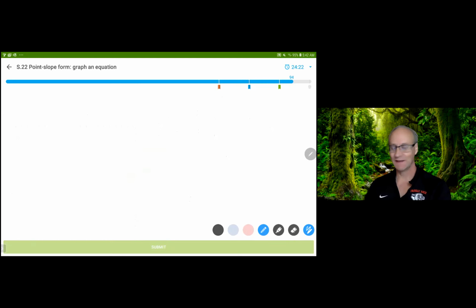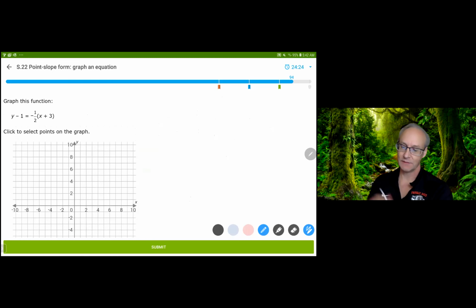Don't want to make a mistake right at the end. And oh, they're really going to make me work for it. All right. So we need a -3 and a 1 for my y value. And my slope is -1/2. -3, 1, which is right there. And I have a down 1/2 is right there.